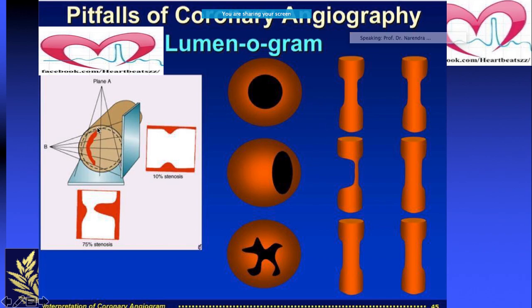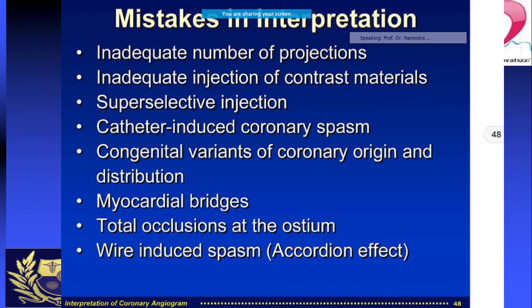The plane in which a vessel is being examined can also give a false impression. In the sense, if you see a vessel in plane A, one may think, oh, this is only 10% stenosis. However, if you see this vessel in another projection, one may say, no, this is 75% stenosis, isn't it? And the same problem we are trying to show you in different figures, how different lesions may look. That is one of the reasons why coronary angiography is not a foolproof method, and that's why it is called a luminogram.